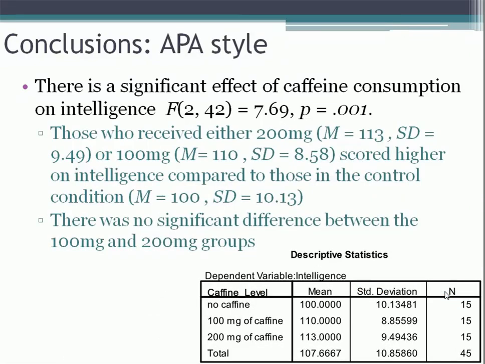And then we go through and we add back in the means for each of these groups, and we talk about who scored higher than whose. So the people who got the 200 milligrams scored higher than the 100 milligram. The people who got 200 milligrams scored higher than the control. The people who got 100 milligrams scored higher than the control, and there was no significant difference between the 100 milligram and 200 milligram groups.